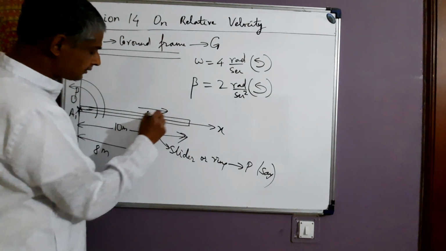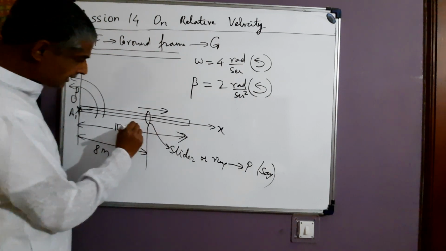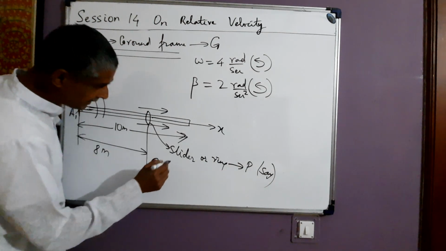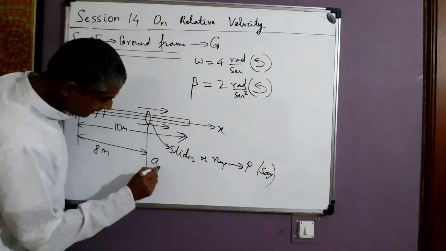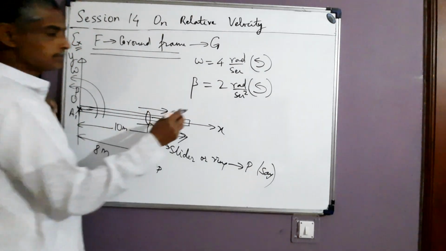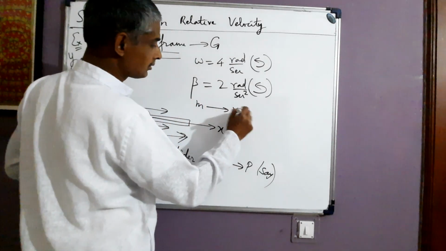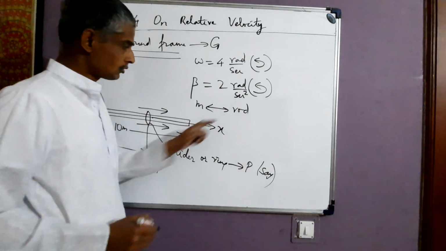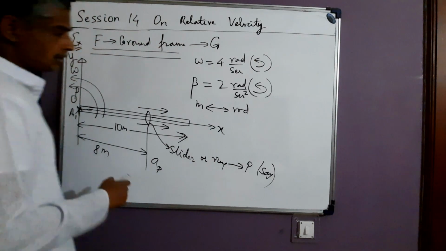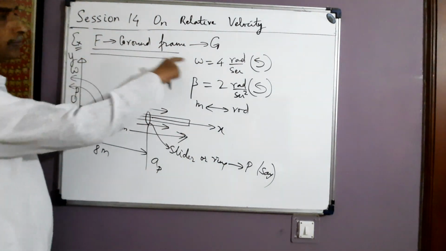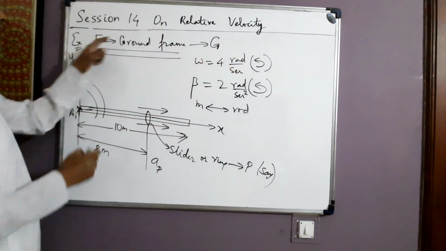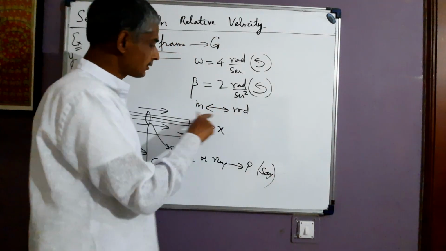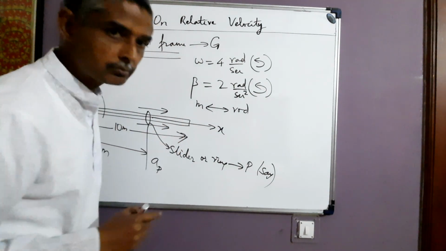And it has some velocity with respect to rod. It has some acceleration with respect to rod. So acceleration of the slider will be denoted by AP, and rod will be denoted by M. M will mean rod. Rod is a rigid body, so we denote it by M. So rod rotates with respect to ground frame G. Instead of F we have ground frame G, and instead of rod we denote it by M, the rotating body.